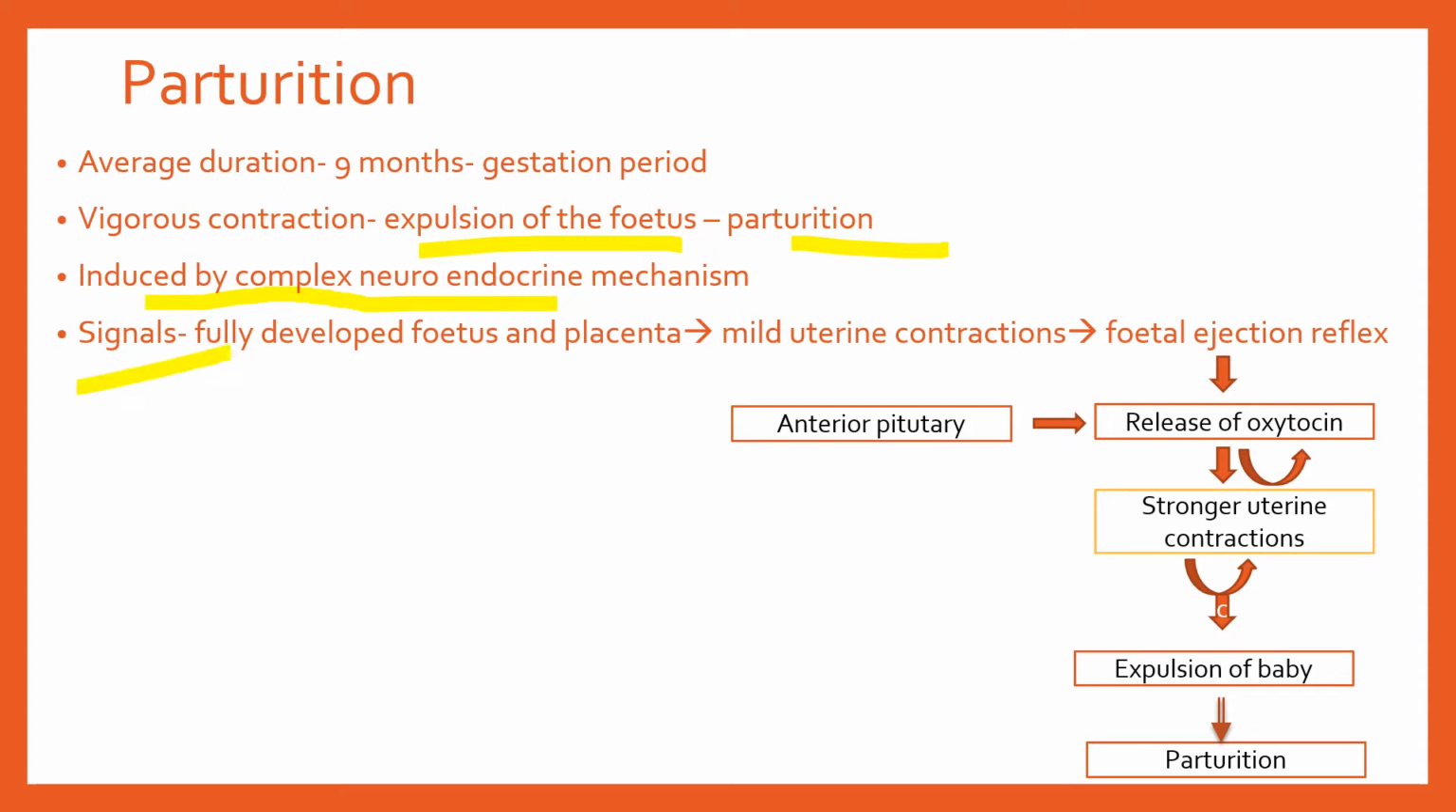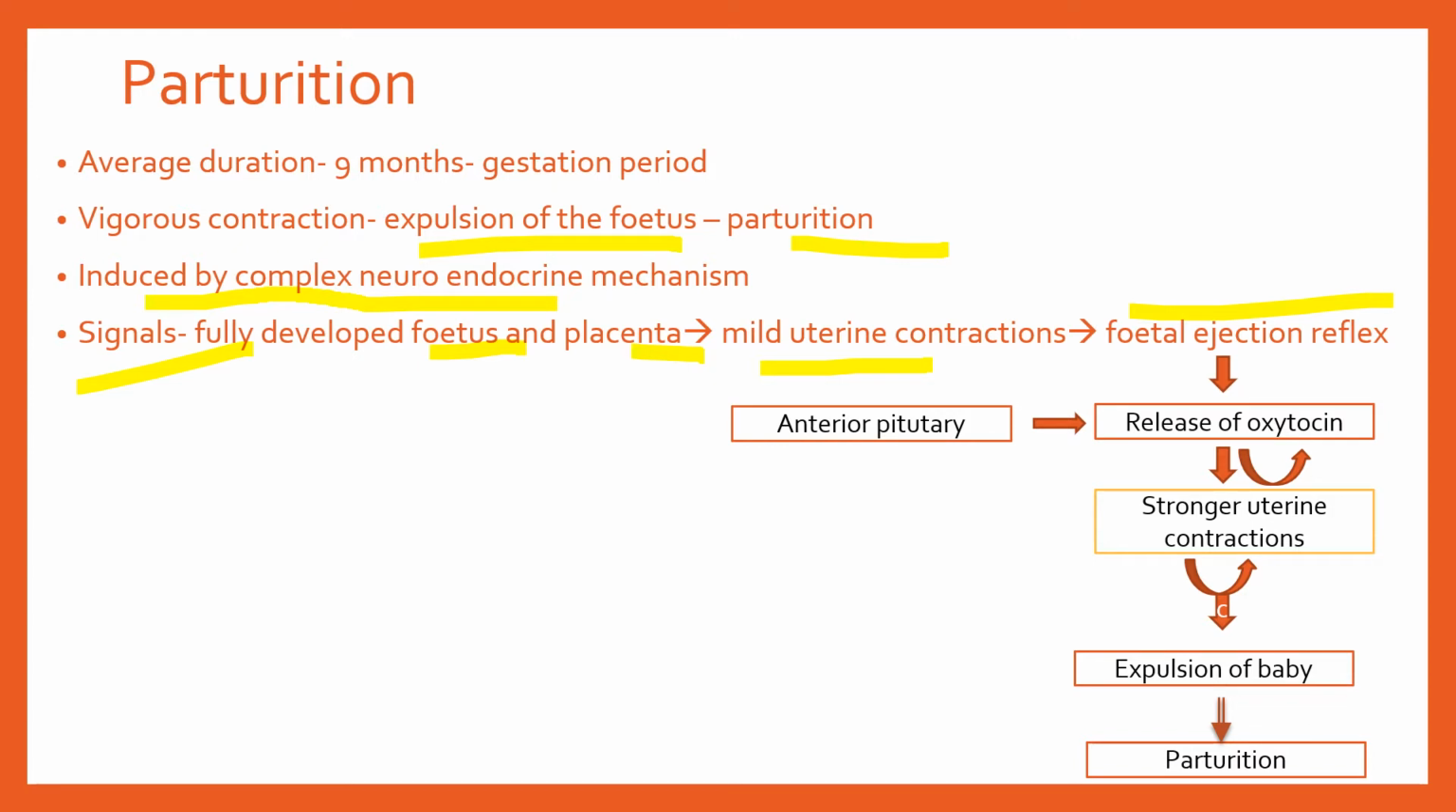The signals are formed from the fully developed fetus and the placenta. See, the signals will be sent from the fetus as well as the placenta, and they cause mild uterine contraction, and that is called the fetal ejection reflex. The signals I told you about, for parturition, originate from the fetus and placenta.